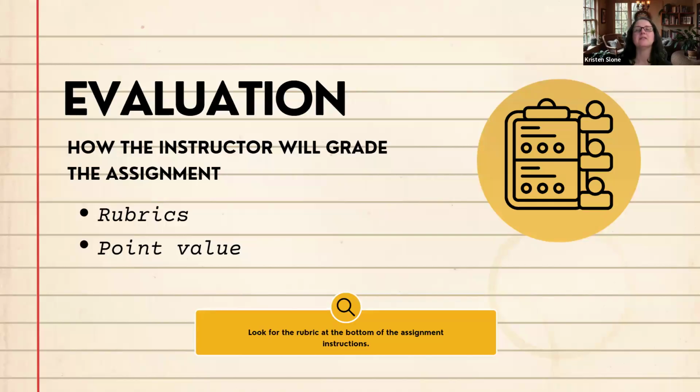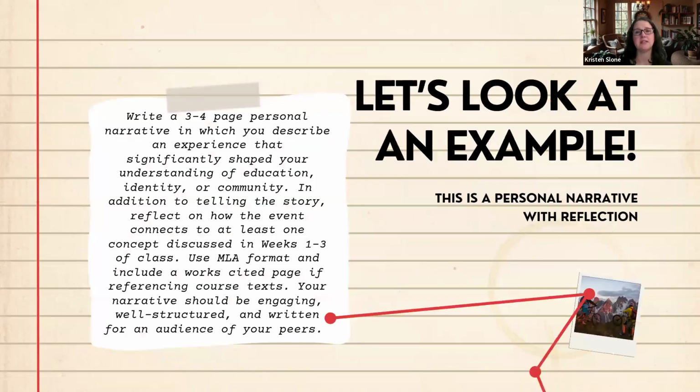So again, look for the rubrics at the bottom of the assignment instructions. That's where you can find that. And these are the 6 components of most assignments. So before we look at this example, are there any questions? Does anybody have any questions before we move on? And if I'm going too quickly, if there's anything you're not clear on, feel free to raise your hand or interrupt me.